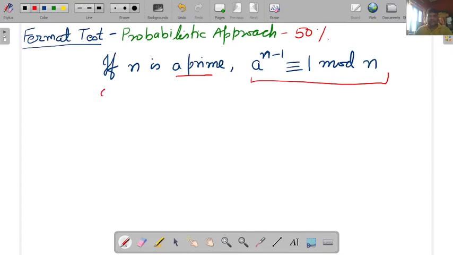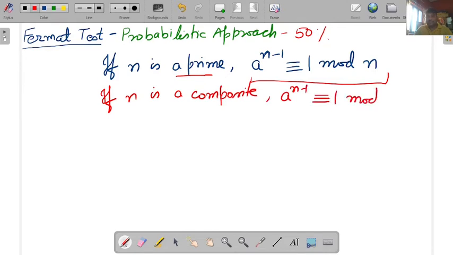So we can write that if n is composite, then this property may also occur. Is it clear? But if n is prime, then this should occur. Okay, let's see with the help of an example.